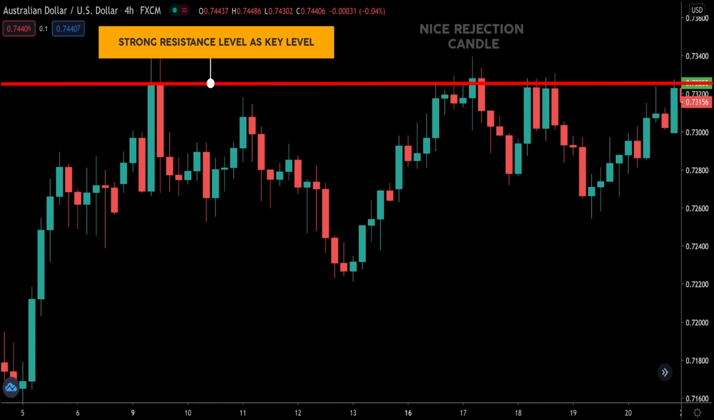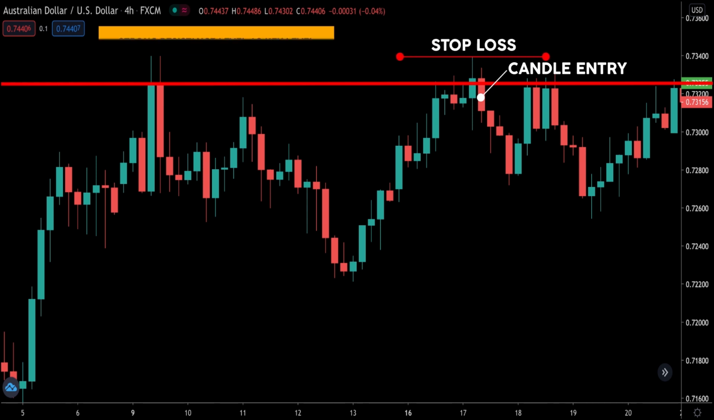We also see this very nice long rejection candle that further confirms that sellers are pushing back and the resistance is valid. Upon seeing this candle, we can go ahead to take the trade and set the stop loss at the high with a buffer.